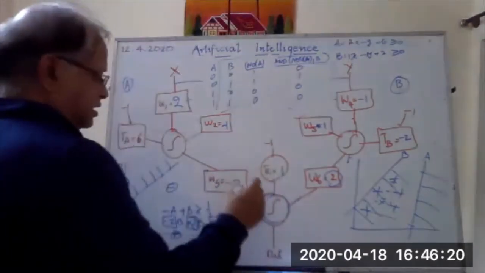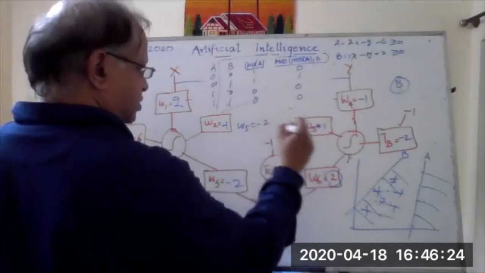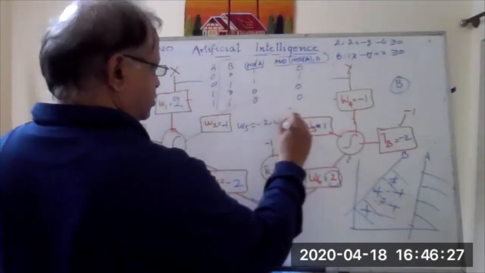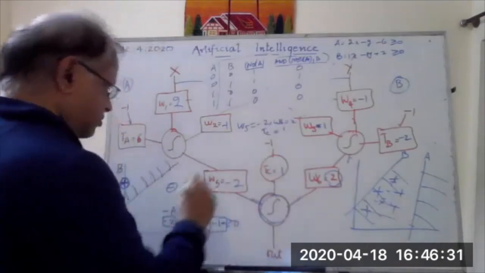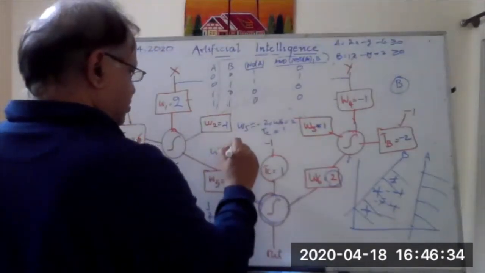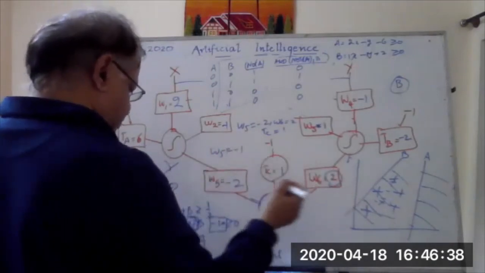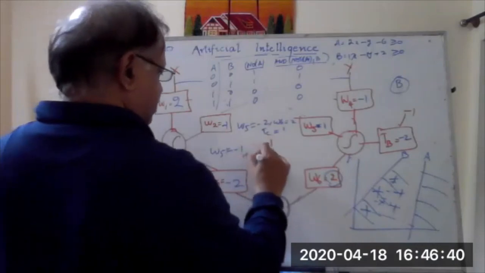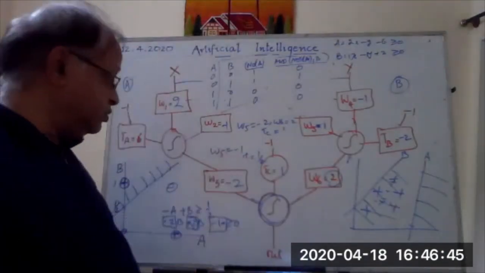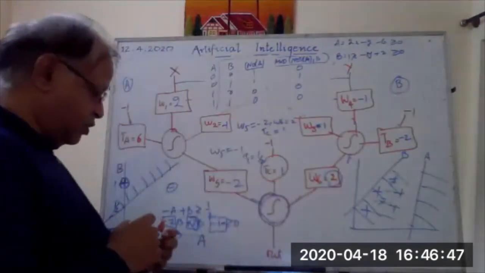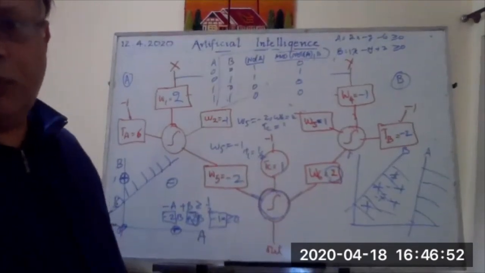One is W5 equal to minus 2 and W6 equal to 2, and the threshold is equal to 1. The other one could be W5 equal to minus 1, B is set to 2, and the threshold is equal to half. So this is the second solution to this same problem. So there are two solutions to this, which will be appropriately done.